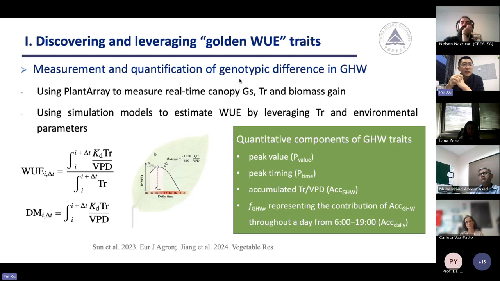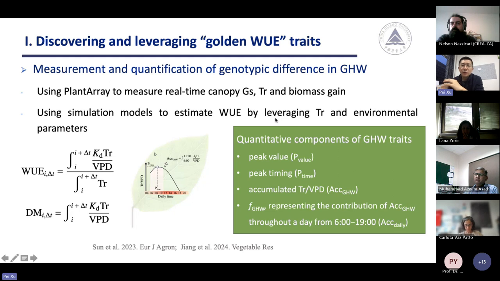In this slide, I show how we measure and quantify the genotypic difference in GHW. We use the PlantArray system to measure the real-time canopy stomatal conductance, transpiration rate, and the biomass gain of the plants. And we use simulation models to estimate water use efficiency by leveraging the acquired transpiration data and the environmental parameter data, like the solar intensity, temperature, moisture level, etc. Here is the formula for estimating WUE. I'm not going to give many details here for this simulation model because it is pretty professional. But I want you to understand that.